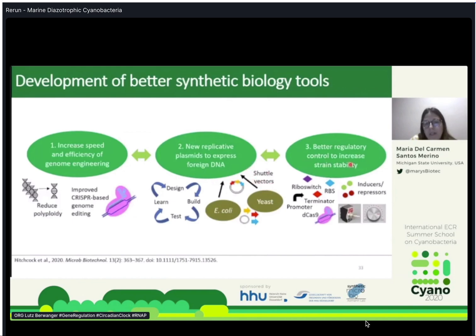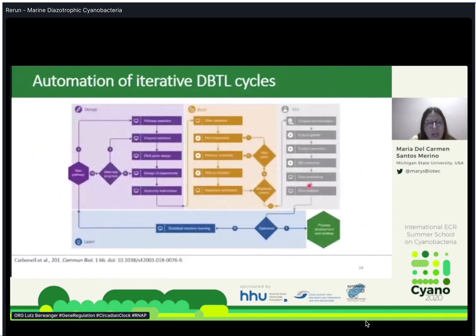We also need to develop better regulatory control to increase strain stability, because as I mentioned before, most of the tools that we have used in cyanobacteria were developed for E. coli and other prokaryotic organisms. If we have more specific tools for cyanobacteria, we are probably going to be able to control the expression of our genes better.